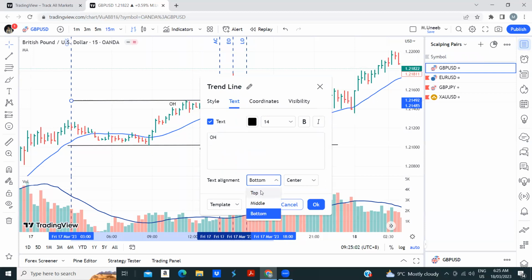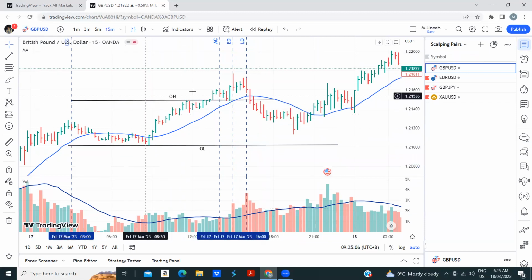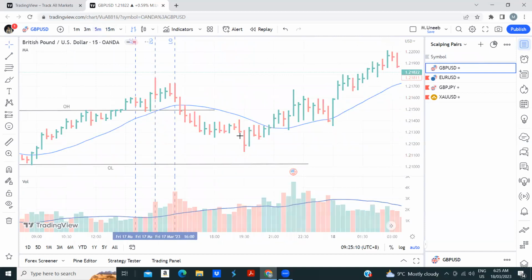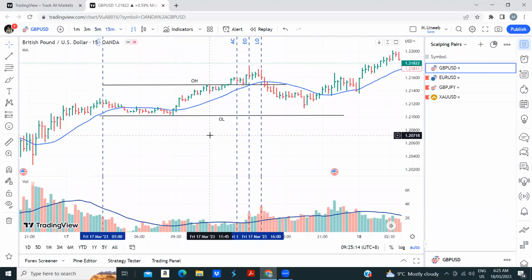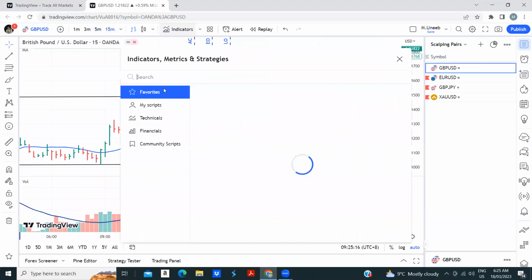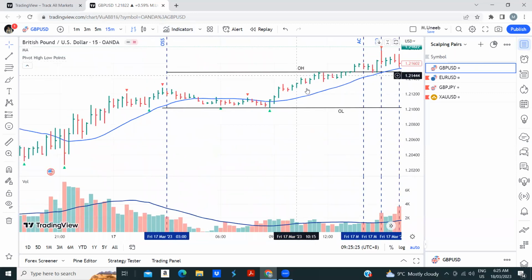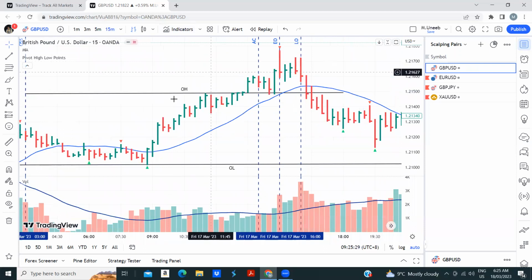OH should be at the top. The problem here is that when we are marking it, let's confirm it with the 5 minute time frame. If you are confused with overnight high and low, then I suggest you go for the indicator, pivot high and pivot low, this one. So here the point is we did not develop any high yet.